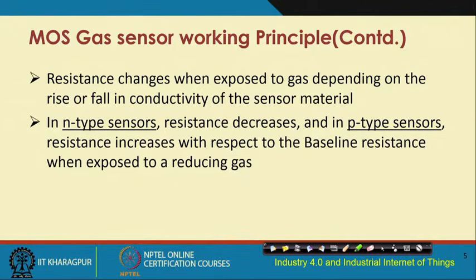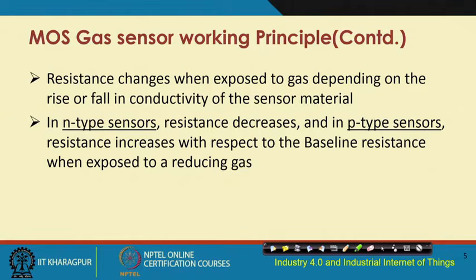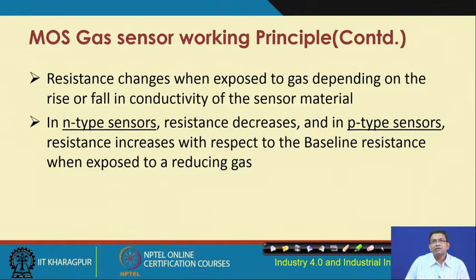So, the resistance value basically changes when the material is exposed to gas depending on the rise or fall in conductivity of the sensor material. So, the choice of the particular material is very important depending on the gas that is being targeted to be sensed. So, in N type sensors the resistance decreases, and in P type sensors the resistance increases with respect to the baseline resistance when that particular material is exposed to a target gas.